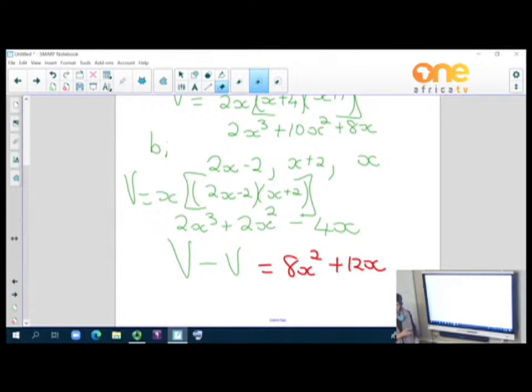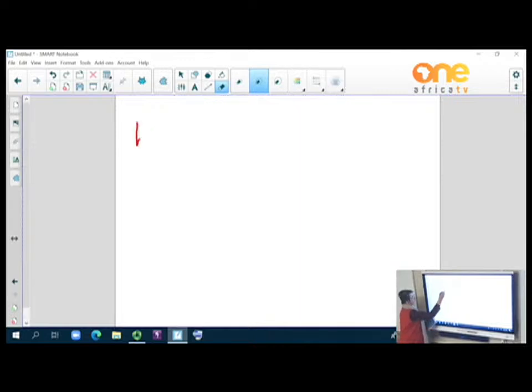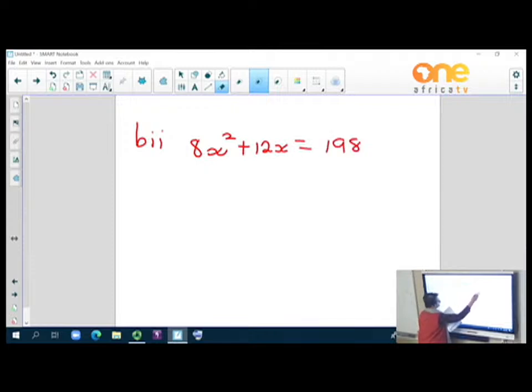You can't just leave it like that, Jaco. You have to show me how you get it. Then the next one is now B2. And now they say that this interior volume is 1980. So I can say that 8x squared plus 12x is equal to 1980.